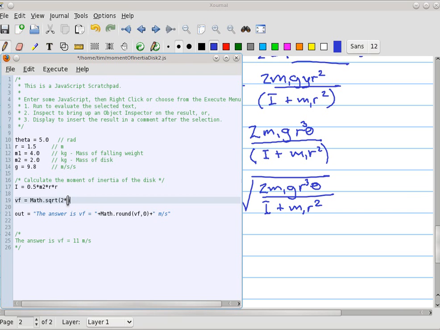You don't have to, so I'll do it. It's simpler. 2 times m1 times g times r. R what? R times r. Well, r times r times r. Still probably less typing than using the power function. Times theta. And now let's divide it by, and here I will need parentheses, I plus m1 times r times r. That's my squared. Close parentheses 1, you'll see there's a matching ability. Close parentheses 2, it's matching, so you can see that you've closed your parentheses properly.